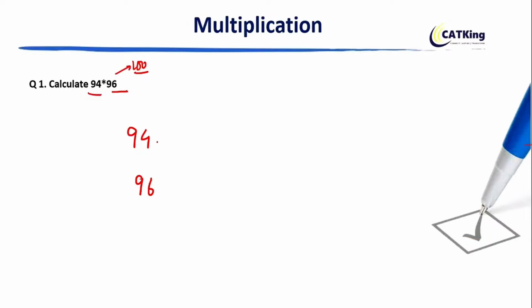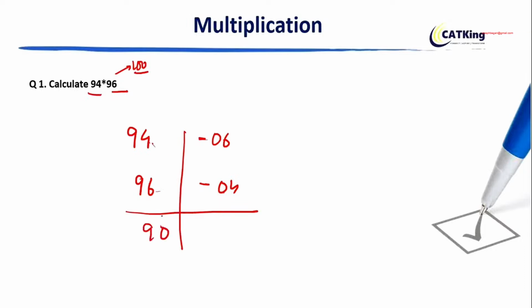What is 94 minus 100? Minus 06, right? And 100 minus 96 is 04, so minus 04. Correct? Now you have to do nothing. What is 94 minus 4? 90, right? Or 96 minus 6? 90. Write 90 here. 6 into 4 is 24. That is your answer. So your answer is nothing but 9024. As simple as that.